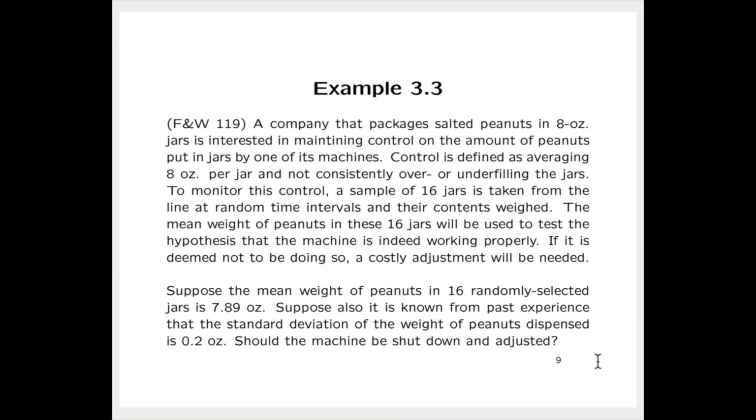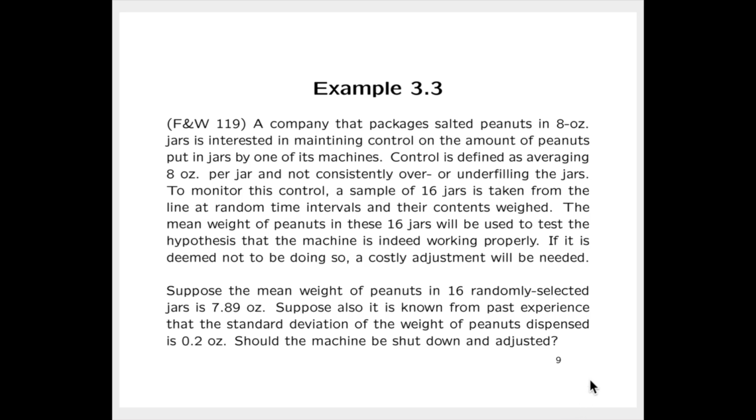A company that packages salted peanuts in 8-ounce jars is interested in maintaining control on the amount of peanuts put into jars by one of its machines. Control is defined as averaging 8 ounces per jar and not consistently over or underfilling the jars.